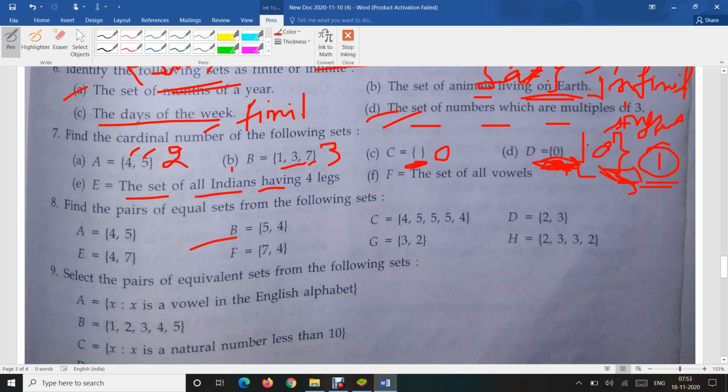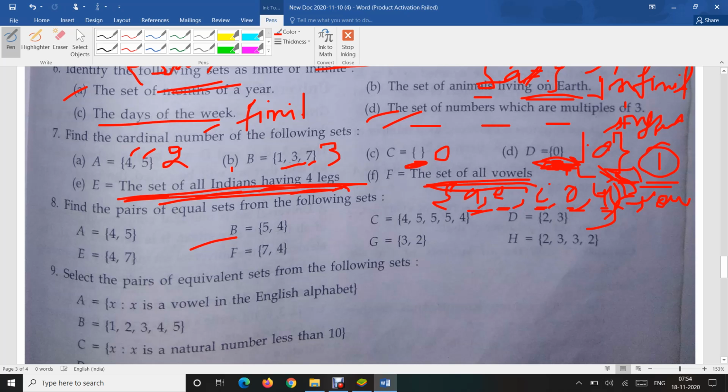Set of all Indians having 4 legs. This is not possible. Now, the set of all vowels, you can write it as A, E, I, O, U. These are the vowels, because we know that in the English alphabet A, E, I, O, U are the vowels, and the remaining letters are the consonants. So the set of vowels has 1, 2, 3, 4, 5, which means the number of elements is 5 here. So the cardinal number is 5.